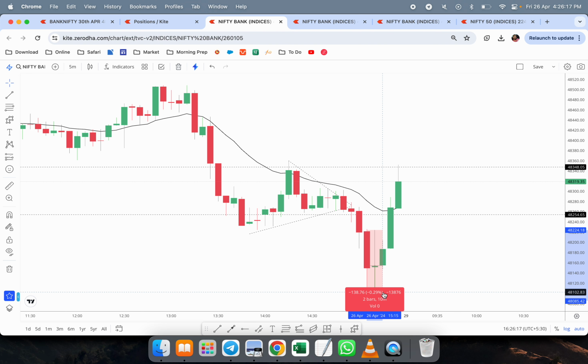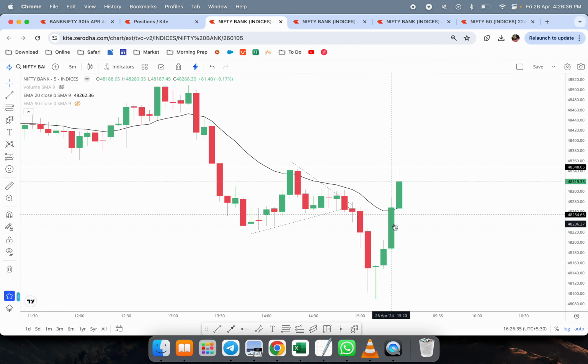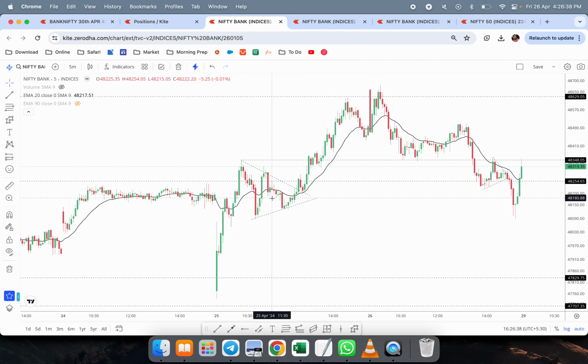So a 1 point move in Bank Nifty will give you a 1 point move in the option price. And if I had a decent quantity, let's say 4 lots or 5 lots, this would have been a good decent amount of money for you today. So this was the triangle pattern which broke and became a continuation pattern, very similar to the triangle pattern of yesterday, which broke and became a continuation pattern.